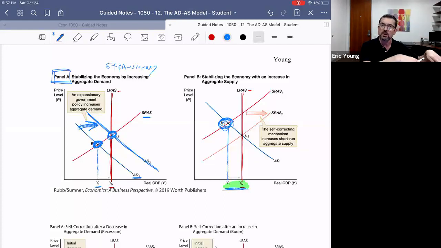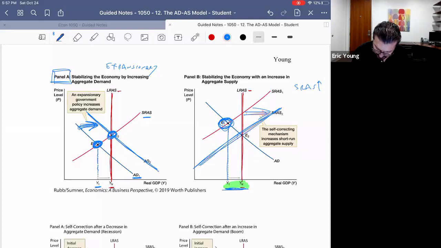That would lower resource costs, lowering wage costs, and that would increase SRAS, shifting it over to the right to here and bringing us back to this point where our actual equals our potential, and we're back at long-run equilibrium, okay? It's a bit more complicated. There's an additional step, and there's a bit more thinking in terms of what's the reaction to the initial situation.